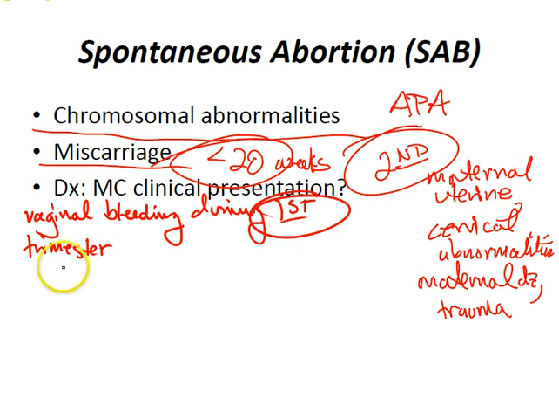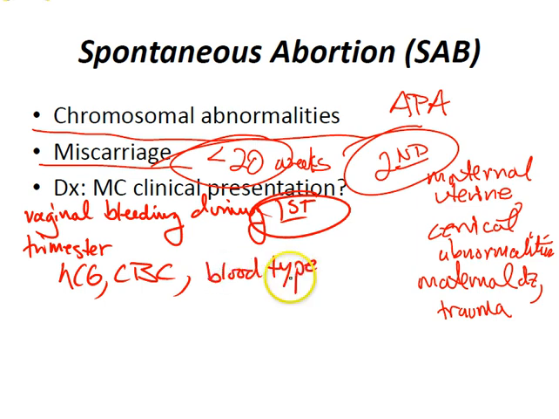A quantitative HCG. Let's be thorough here: HCG, CBC, blood type and antibody screening should be ordered. An ultrasound is useful in assessing fetal viability and/or the presence of products of conception.